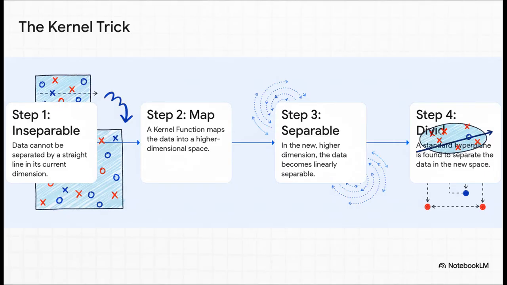The logic behind this is, well, it's brilliant. If your data is a tangled mess in its current dimension, like a 2D plane, the kernel trick's whole job is to project it into a higher dimension where it isn't a mess.